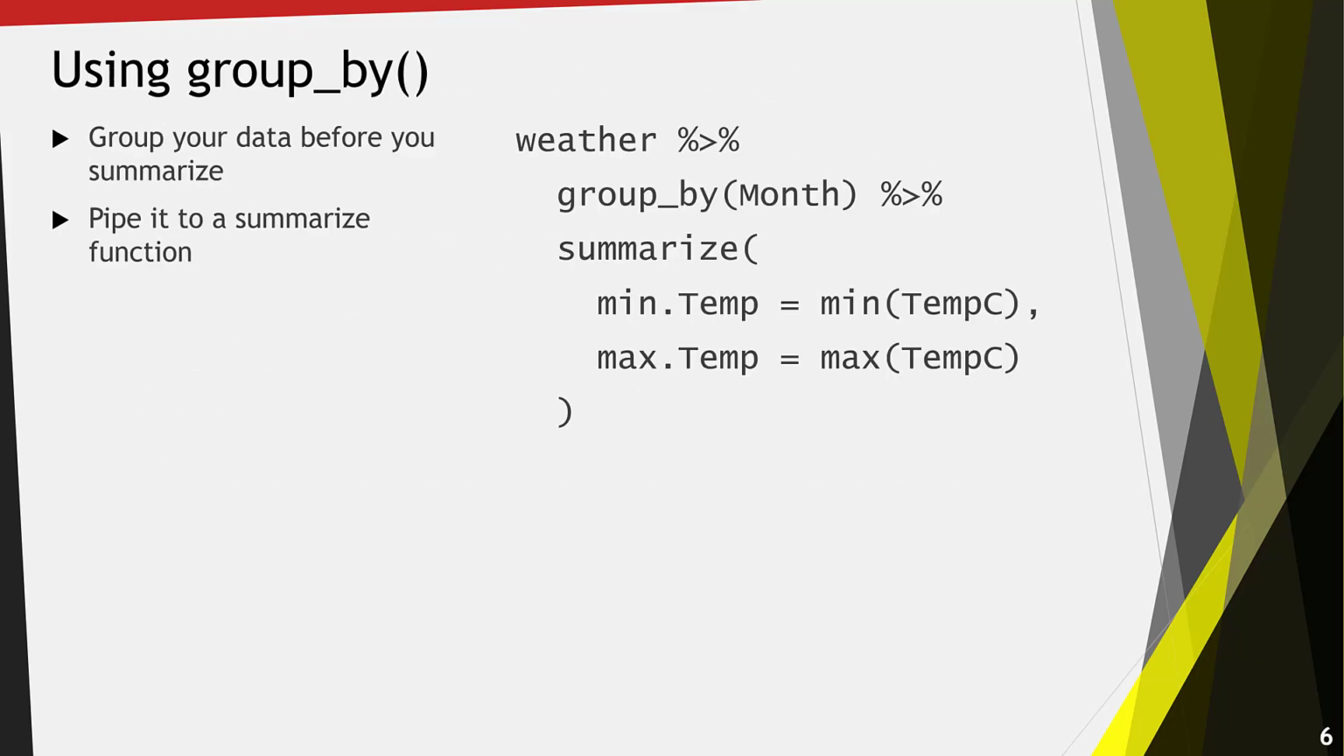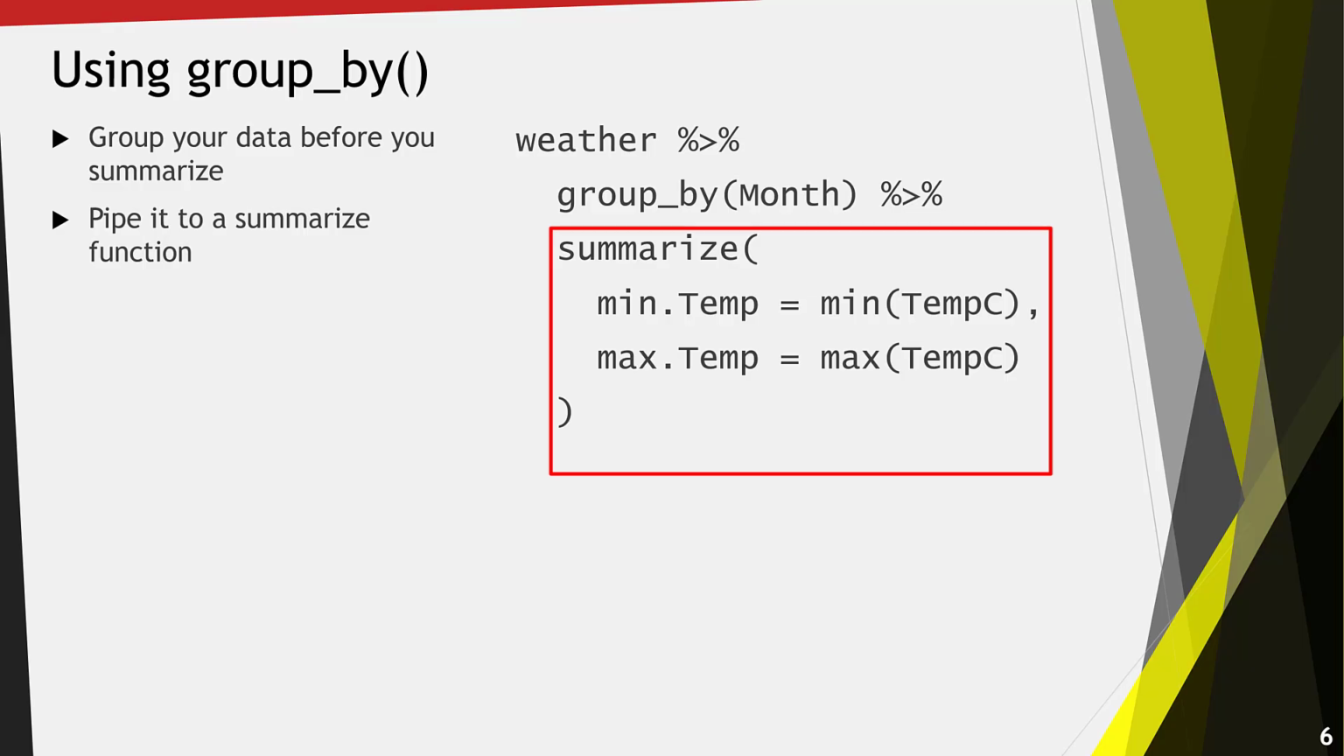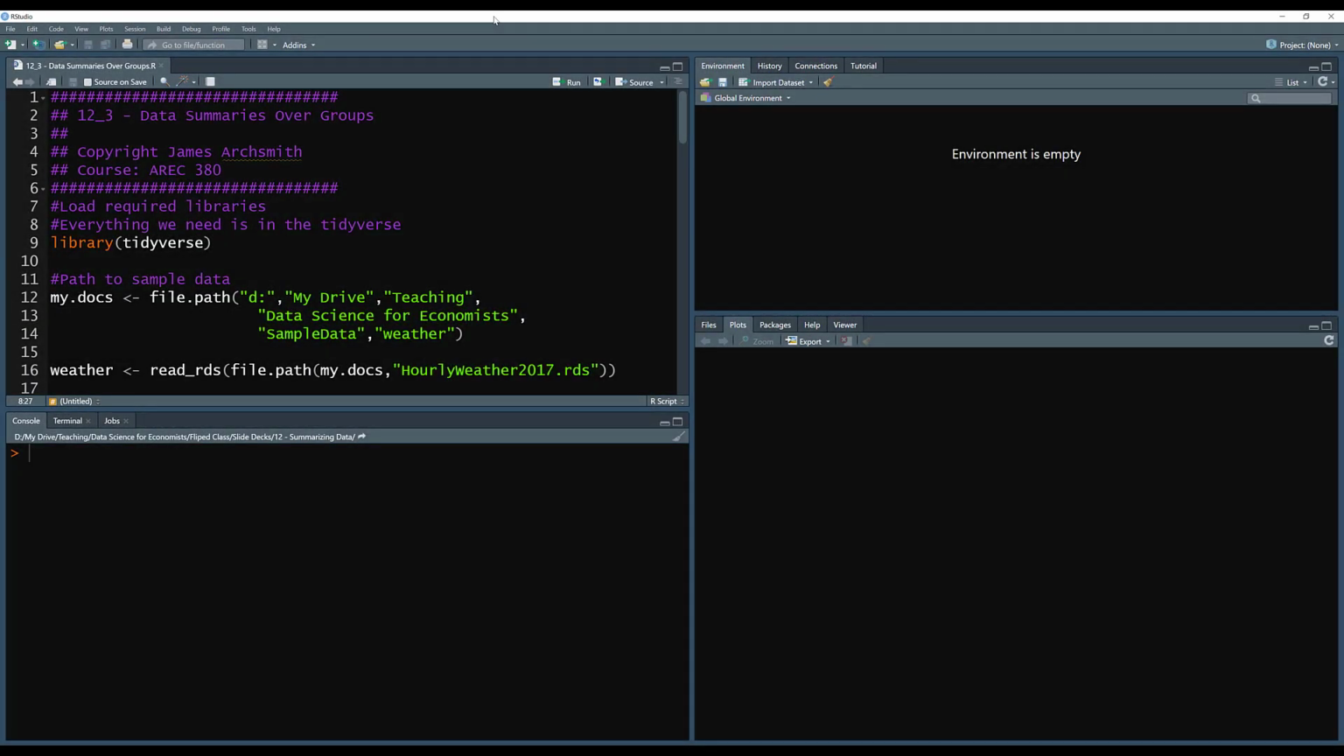How does this work in practice? You group your data before you summarize it. So in this example, I take a weather data table, I pipe it to the group by verb. Here I specify month as the variable I'd like to group on. I then take that and pipe it to the summarize verb. Then I say that I'd like to compute the minimum temperature and the maximum temperature. Let's take a look at this in R.